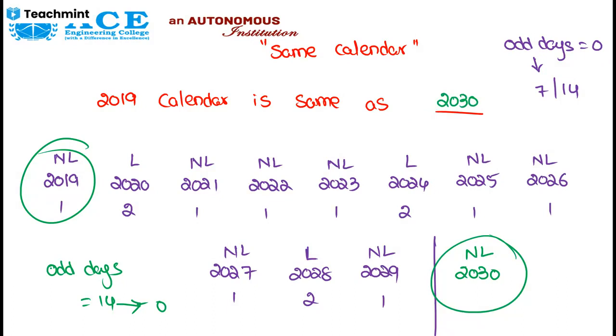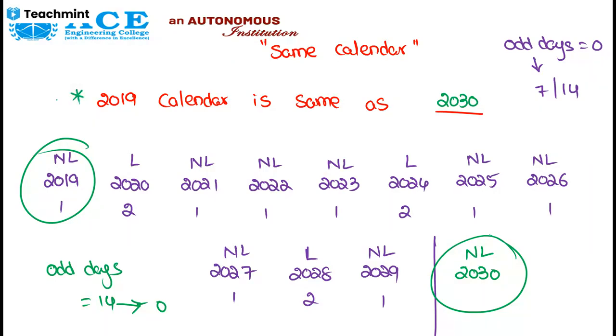Now listen, my dear friends. Today is Wednesday. After 7 days, 7 days means odd days is 0, right? What is the day after 7 days? Take today, Wednesday, as an example. It's Wednesday only. After 14 days, also Wednesday because odd days is 0. So the same day will come, and that's why the same calendar is going to repeat. The 2019 calendar is the same as 2030, dear. Clear? This is one example.